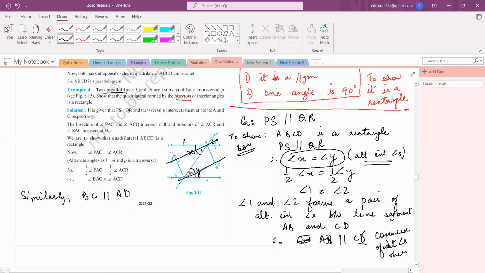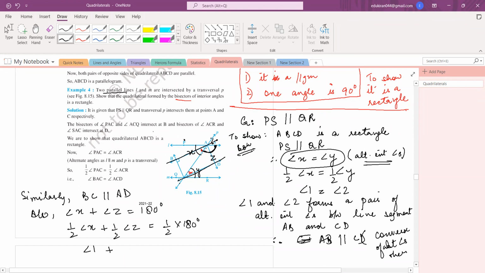Now, if I call this complete angle my angle Z. Now angle X and angle Z form a linear pair. Angle X plus angle Z is equal to 180 degrees. I'm dividing the whole equation by half. Half of angle X plus half of angle Z is equal to half of 180 degrees. Now, what is half of angle X? That is angle 1 plus half of angle Z.